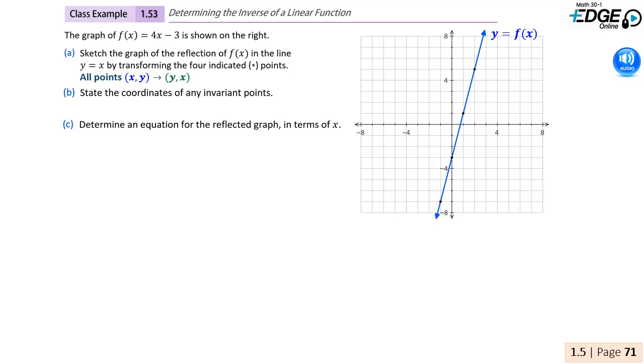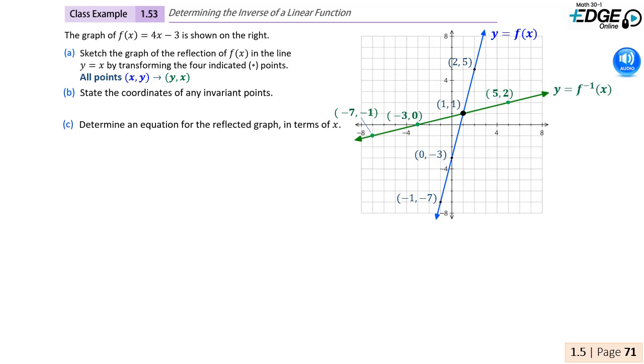Let's first treat the reflection by changing all points x, y to y, x. Now, it's important to note, I've gone through this kind of quickly, but the reflection in the line y equals x is equivalent to the question saying, what is the inverse? Here, I've exchanged the x and y coordinates for the 4 points that were indicated. Really, any two would have sufficed, given that we're just graphing a line.